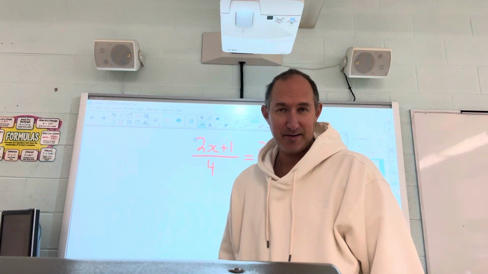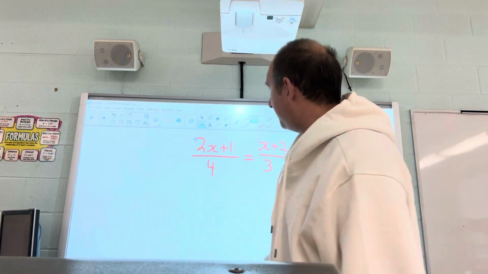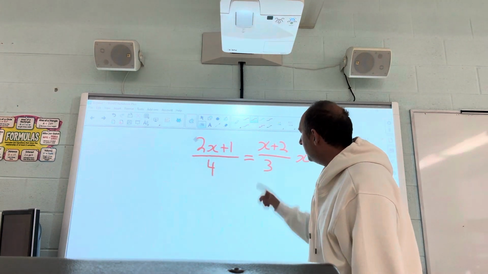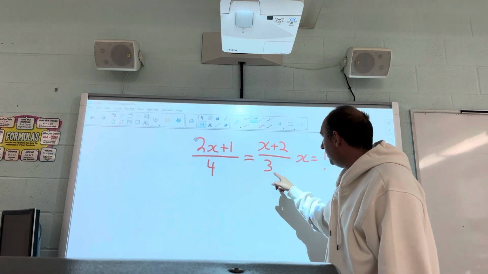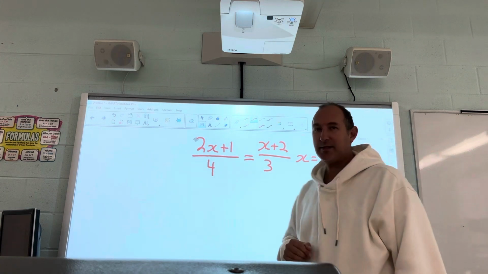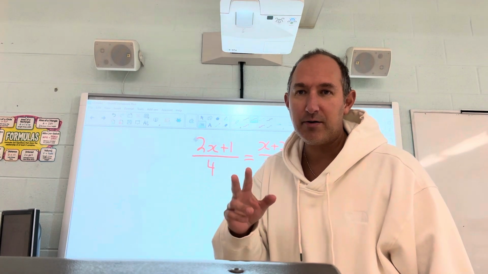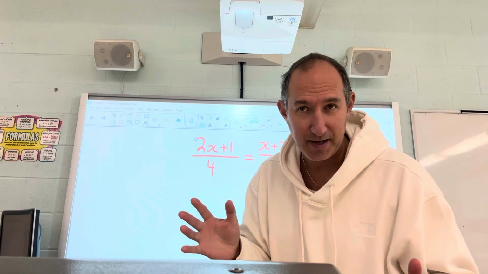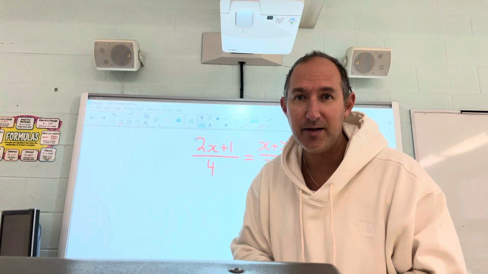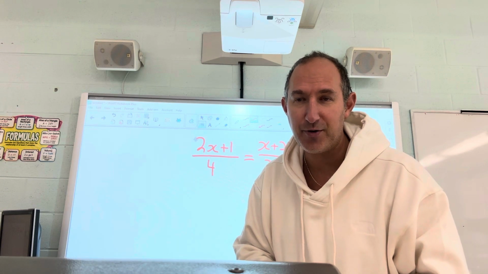Guess who's back? All right, in this question, we have (2x + 1) over 4 is equal to (x + 2) over 3. X is equal to what? In a case like this, you're going to want to cross multiply, but there are 3 things that must happen in order for you to cross multiply.